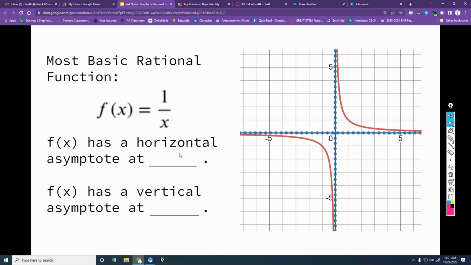So our most basic rational function that you can deal with is just f of x equals 1 over x. Okay, so you'll see that there on your notes. And f of x here has a horizontal asymptote. Your horizontal asymptote is this horizontal line right here. These dotted lines are not part of the graph. They're just there so you can see them. At y equals 0, which is the x-axis. Okay, and it also has a vertical asymptote at x equals 0, which is your y-axis.